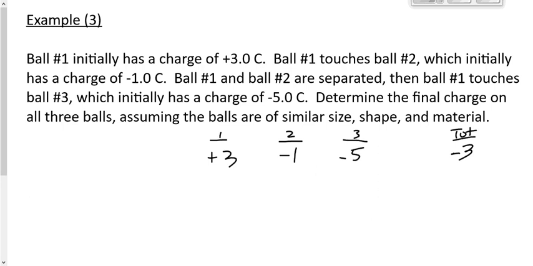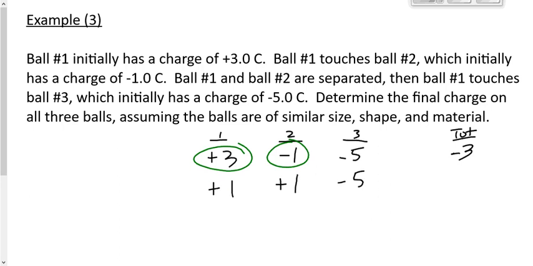But when ball number 1 and ball number 2 touch each other, those two will balance out. What do they balance out to be? They're going to be 1. Yeah, +1. Why? Well, because 3 plus -1 is 2. Divided by 2 is 1. Average them out. +1 and +1.